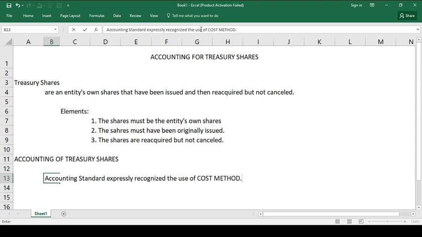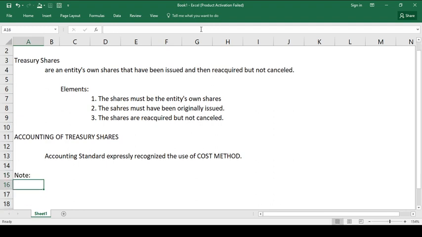There is another method that is used as well on accounting for treasury share, and that is the fair value method. However, under this discussion, I will not focus on the fair value method. Instead, I will focus on the cost method because that is the method expressly recognized by the accounting standard. Okay? So, cost method. Paano po natin i-apply ang cost method na to? But before we apply the cost method, I would like to let you know that the treasury shares has three different transactions.